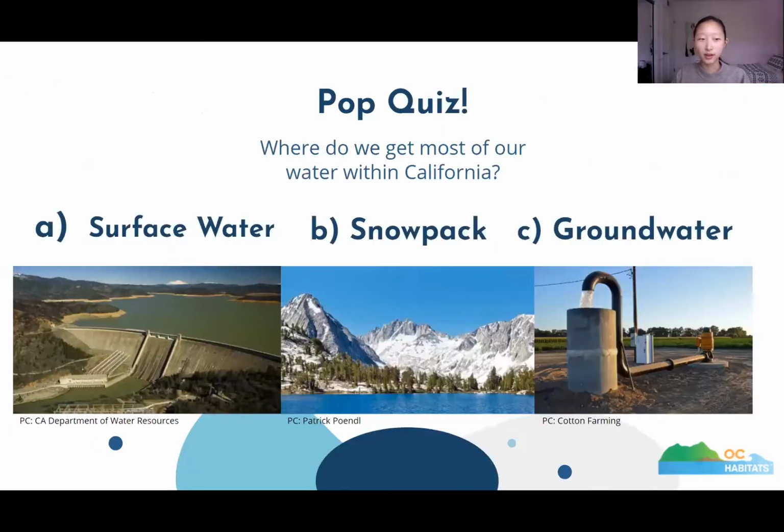Now that we learned about some of the surface water supply, we're going to have a pop quiz. Where do we get most of our water within California? Would it be A, surface water, which was the aqueducts, reservoirs, and canals, or B, snowpack, which is condensed snow from seasonal accumulation, or C, groundwater, which is water held underground within soil or rocks? If you could type the answer into the chat, that would be nice.